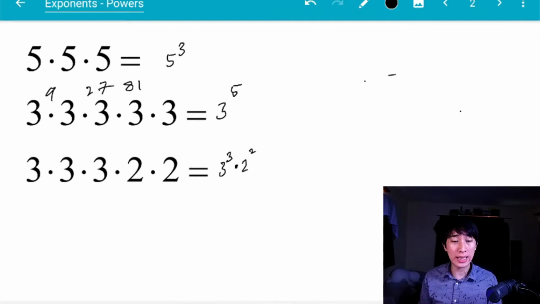We cannot combine these. These are just stuck. It's kind of like combining like terms. If your bases are different, you're just stuck. You cannot do anything else. Again, let me say that one more time. If your bases are different, you cannot do anything else.